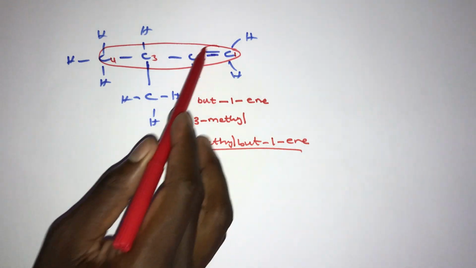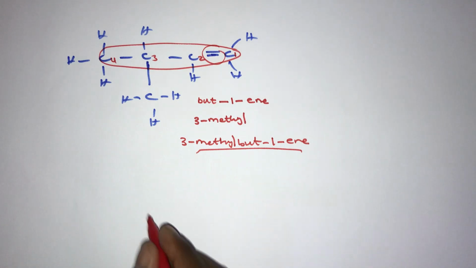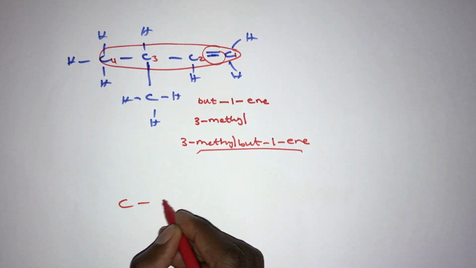So this one is the functional group. So the functional group always comes last in the name. So the branch comes first. Also the halogen must come first. Then the functional group comes last in the name. So let's try another one. This one.